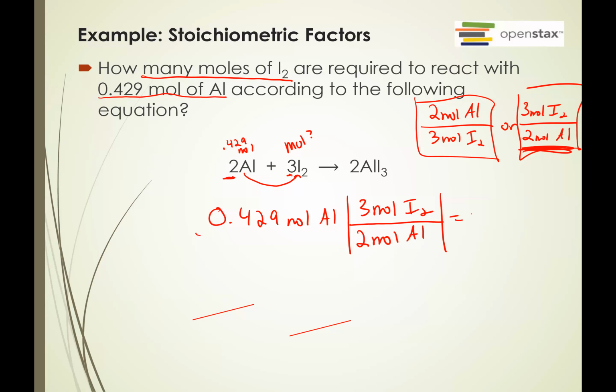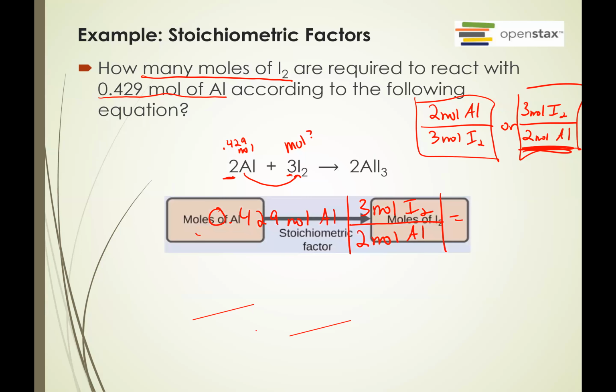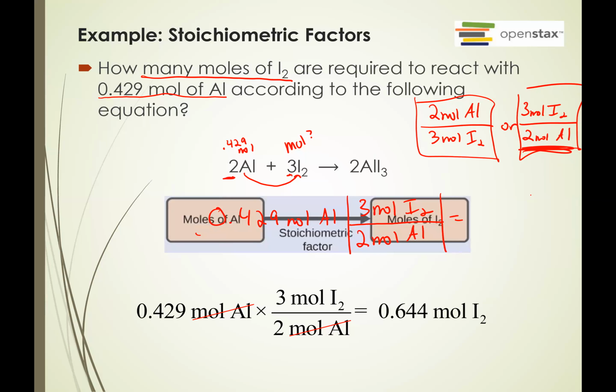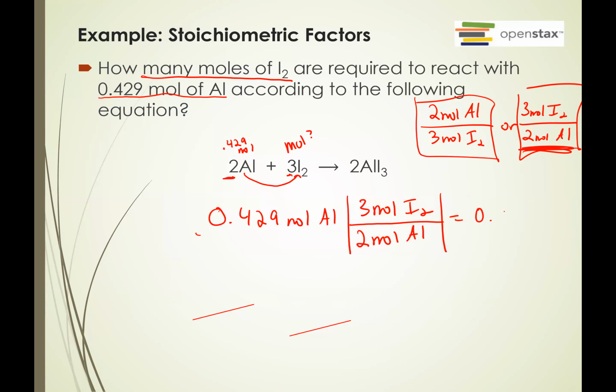And then all we need to do is multiply, divide by 2, and we get 0.644 moles of iodine. And this is that new factor. This right here, this is our mole ratio. That's one of the new things that we're going to do. Yes. So you just get like the number that's on the mole ratio. To get the mole ratio, you look at the coefficients in the balanced chemical reaction.